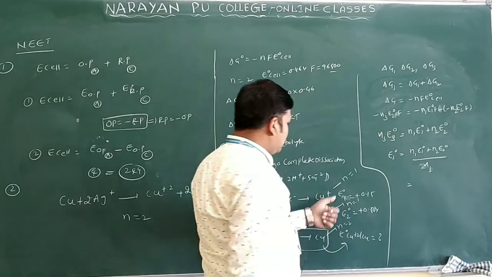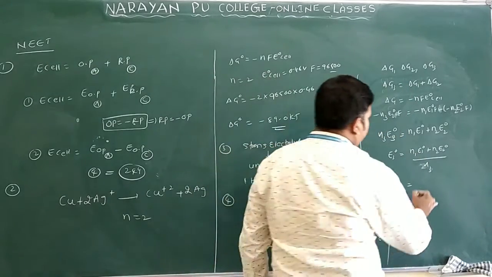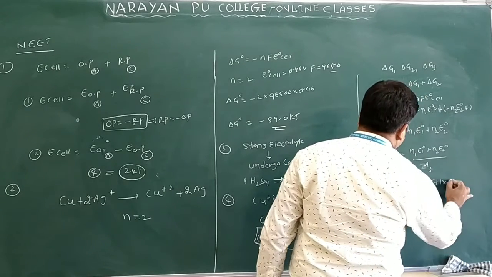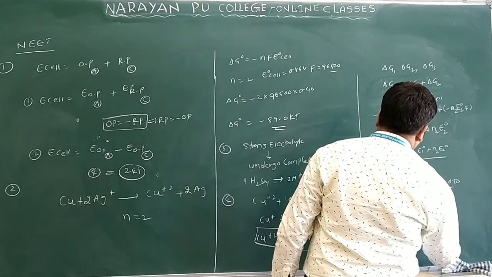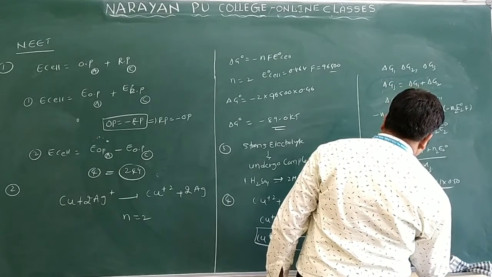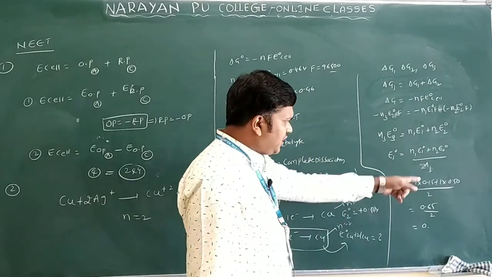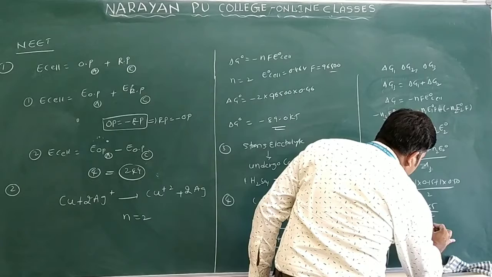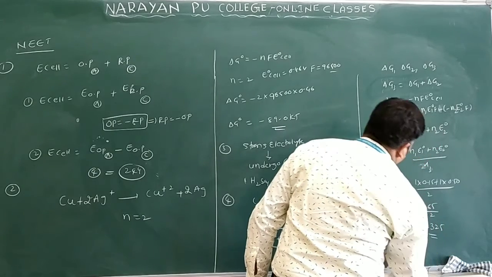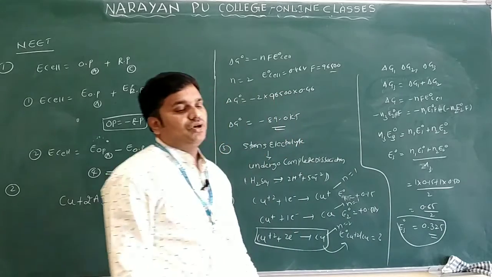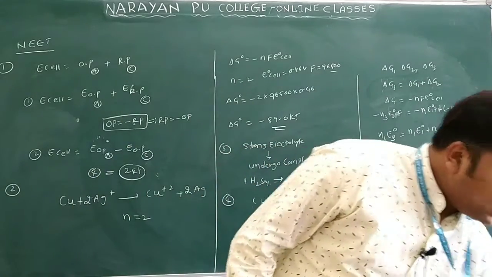What is the n1 value? Here n1 is 1 and E1 0 is 0.15. So this is 1 into 0.15 plus 1 into 0.50, divided by 2 only. You will get 0.65 by 2. What do you get? E3 0 is 0.325. So your answer is option 2.